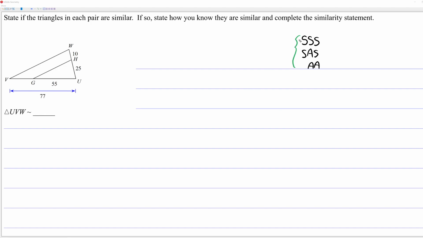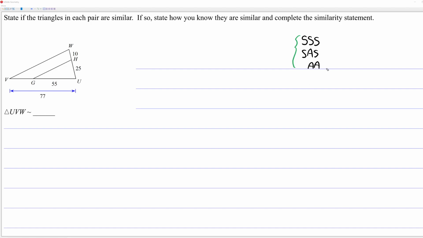SSS means side, side, side. Of course, this does not mean that you have three pairs of congruent sides in the triangles. With similar sides, they have to be in the same proportion. And then we have SAS. This means that you have two pairs of sides in the same proportion and the angle between them being equal. And then finally, AA means that you have two angle pairs that are congruent to each other.